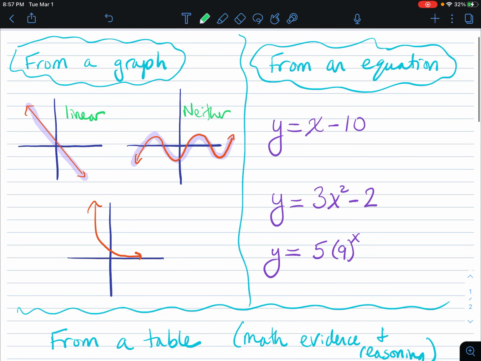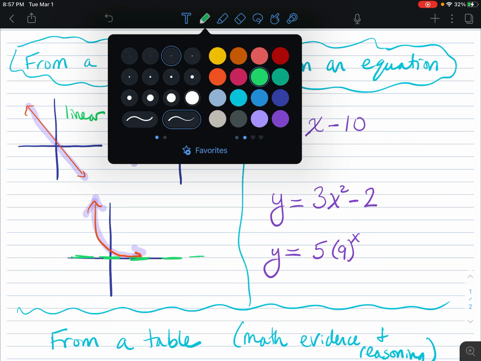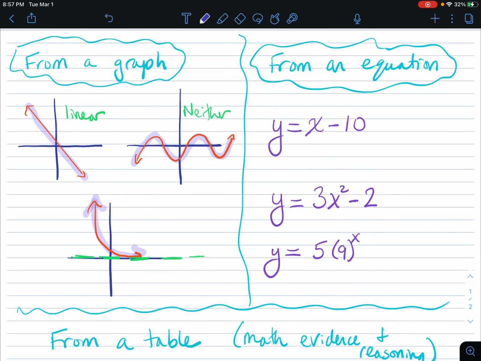Now, the last one here, this one is exponential. And I want you to recall that for exponentials, it's going to approach what we call a horizontal asymptote. So one part of this graph is going to zoom up, and the other part is going to hug this imaginary line, this horizontal line. We can also look at this one, the one that I've shown you here. This is called a decay, and it is exponential.